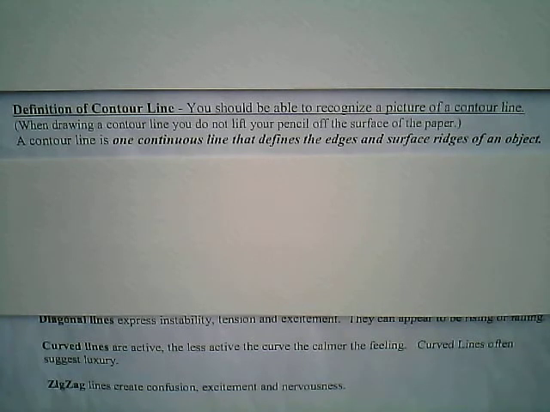It keeps going, right? It never stops. So if you're gonna do a contour line, you can never pick up your pen or your pencil from the paper until you're done. And it defines the outer edges, so it does the outline, and the surface ridges of an object. So that means also the stuff that is inside that defines the object. So I'm going to use the ice cream cone as an example again to show you what a contour drawing would look like using a contour line. So it's one continuous line.